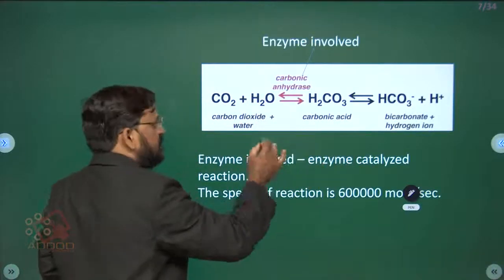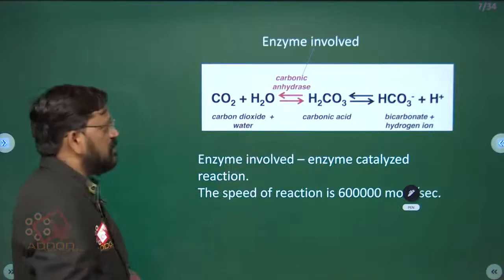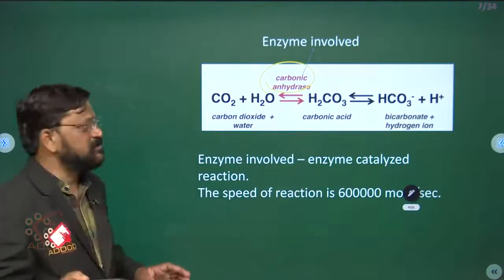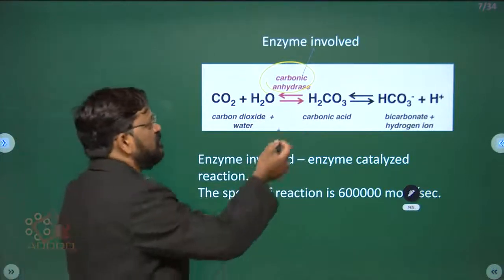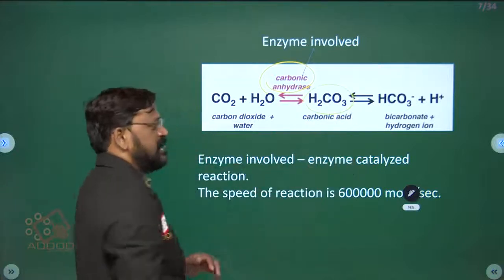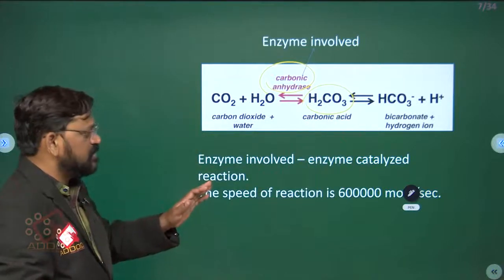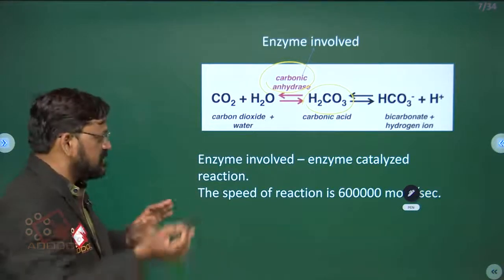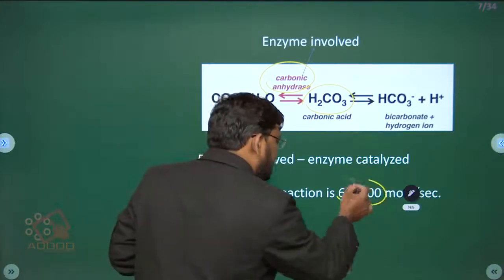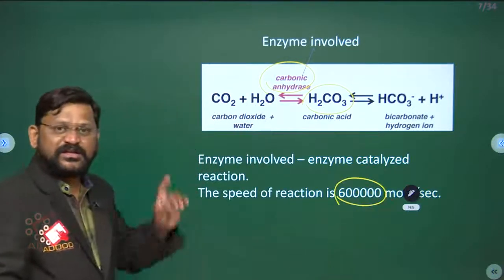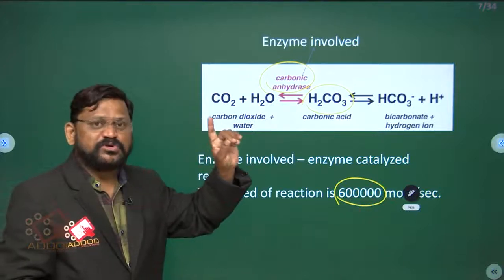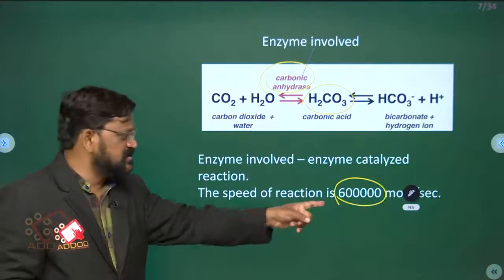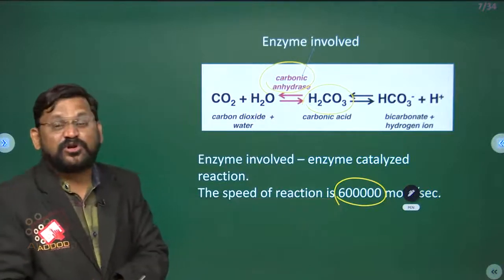Now, let us see the same reaction. Carbon dioxide plus water combines in the presence of the enzyme carbonic anhydrase. So, let us take an enzyme called carbonic anhydrase, then it will form H2CO3, carbonic acid. If you see here, this reaction is catalyzed by a biocatalyst or the enzyme. The speed of the reaction is 6 lakh molecules per second. Without enzyme, it was only 200 molecules per hour. With the enzyme, the same reaction is taking place at the speed of 6 lakh molecules per second.